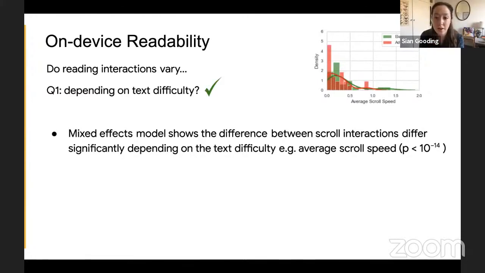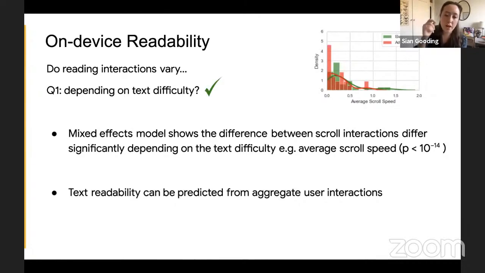So for instance, the average scroll speed, which is really almost a proxy to how long it's taking you to process the text as you read. So we found that it did differ. And we've run a ton of experiments on this.